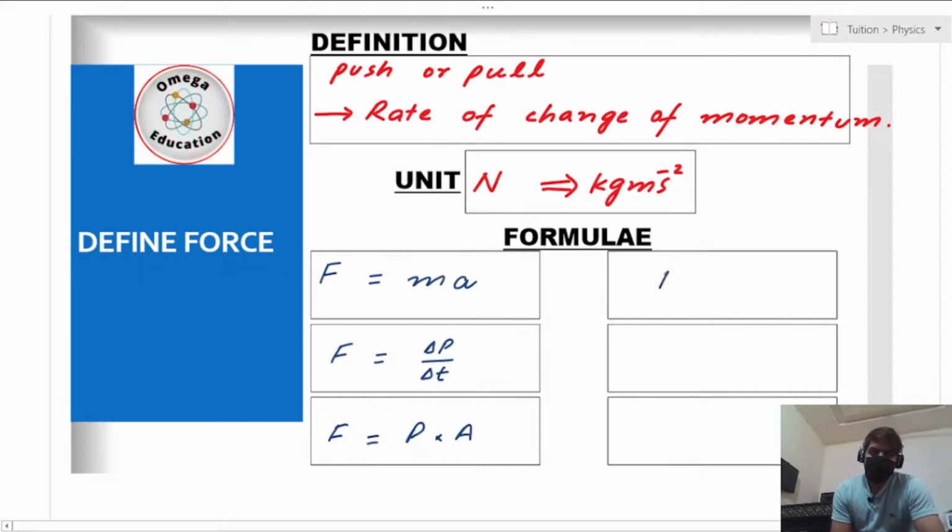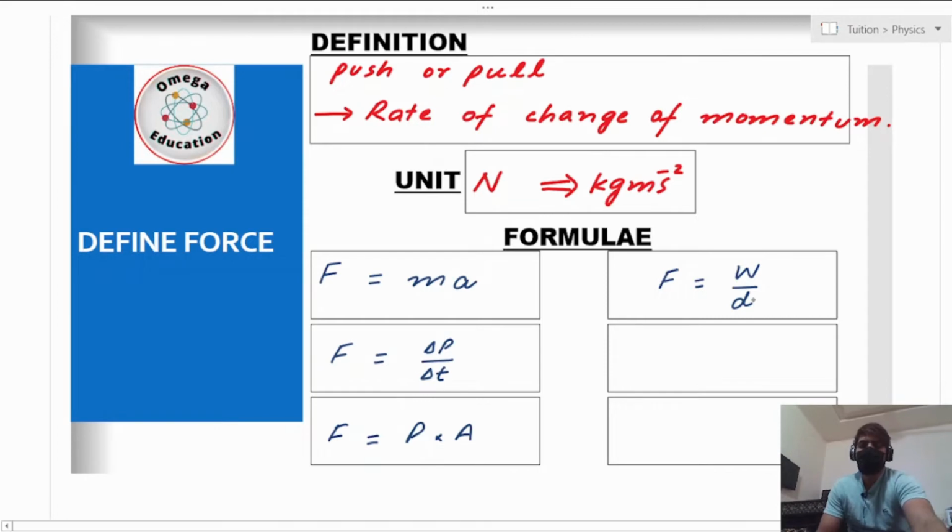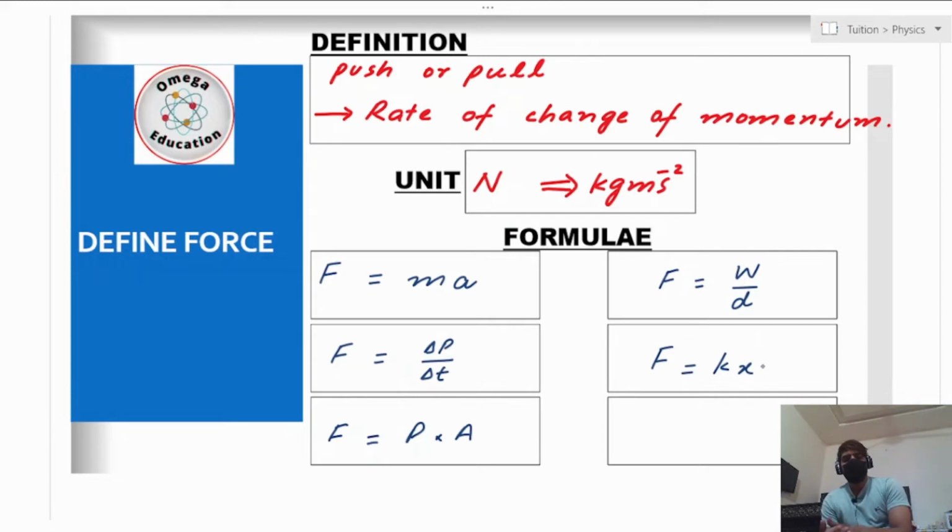Also, sometimes we'll need to calculate force from work done, so we use this formula. Once again, we study this equation as the equation of work done. We say W equals F times d. So from there we can find force as well. Other than that, we'll be needing to use this formula when we have a question about extension and springs and elastic objects. We use F equals kx.